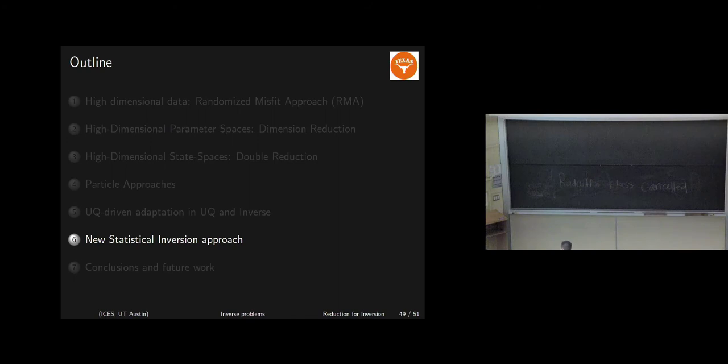Let me tell you the basic idea of the method that I'm going to show here. But I didn't prepare any slides for this method. It's going to be another talk. But let me tell you the idea.